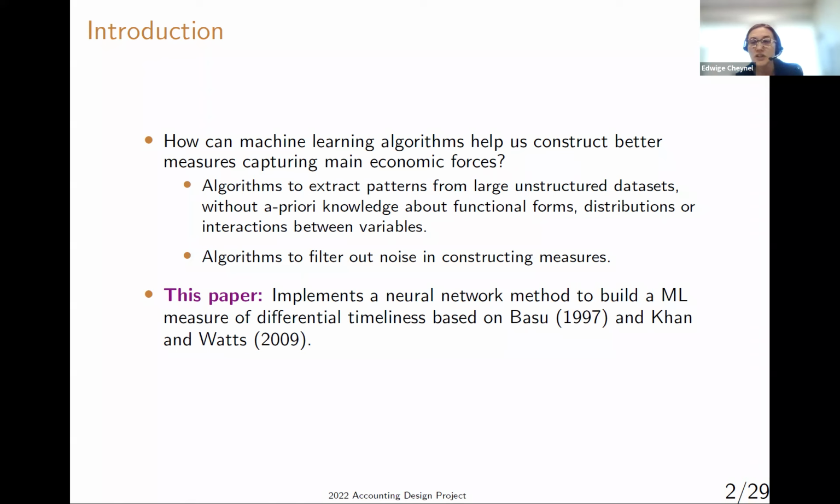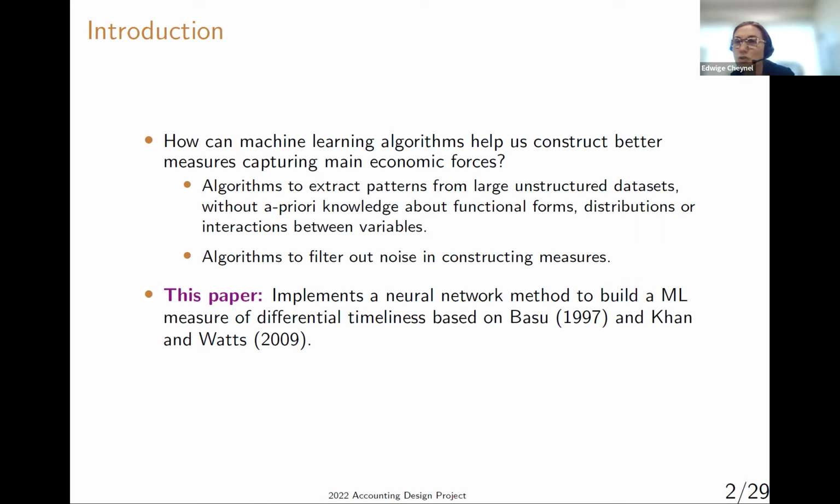However, in this project, we are not applying machine learning to predict a pattern. We will use machine learning to filter out noise in measures. So the paper in question is implementing a neural network method to build a machine learning measure of differential timeliness based on Basu and Ken and Watts. So we will build on their approach.